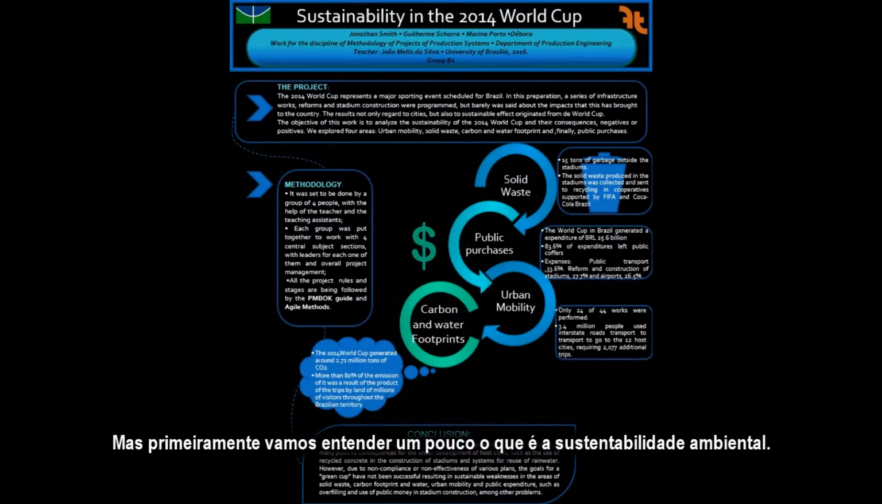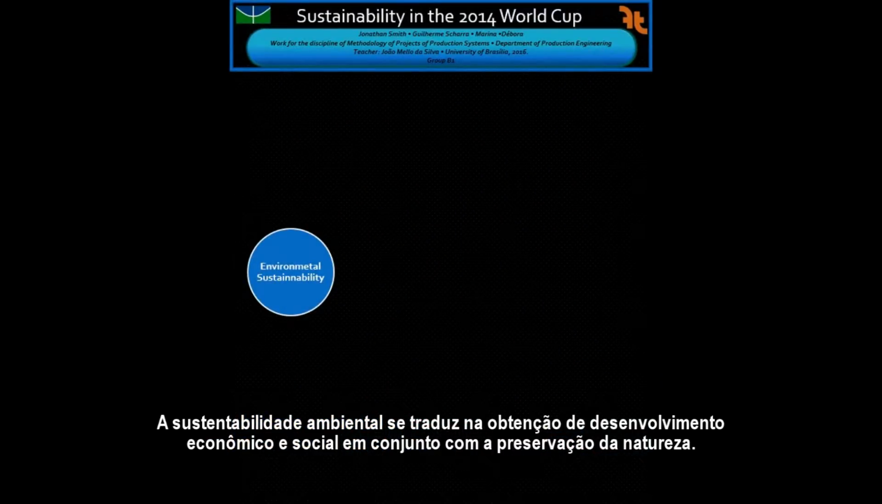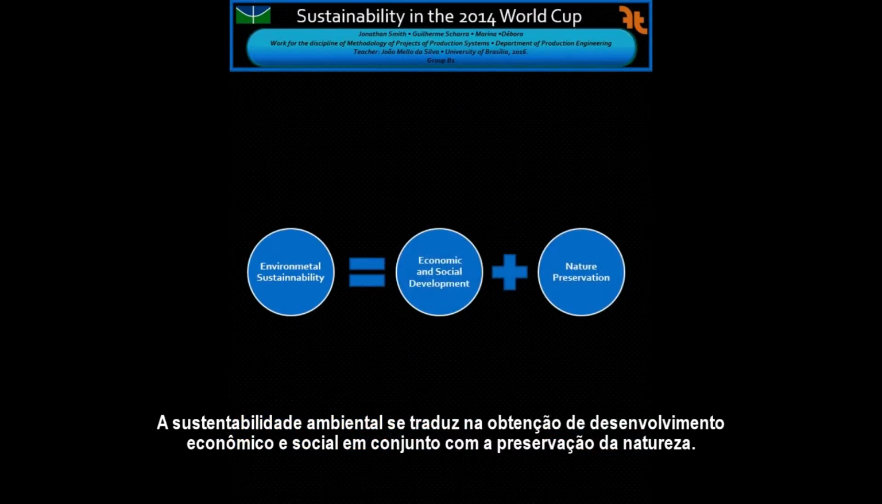But first, let us understand a little about what environmental sustainability is. Environmental sustainability translates into the achievement of economic and social development with the preservation of nature.